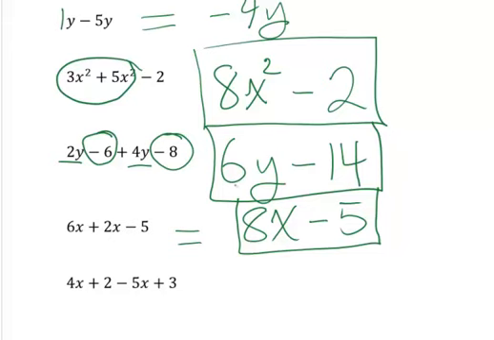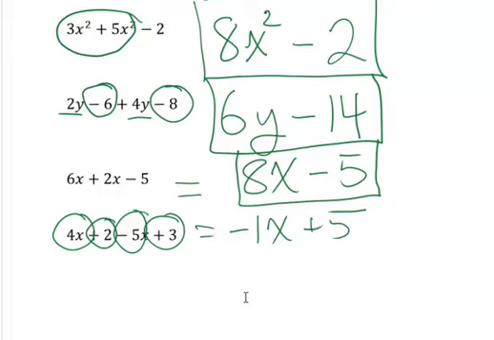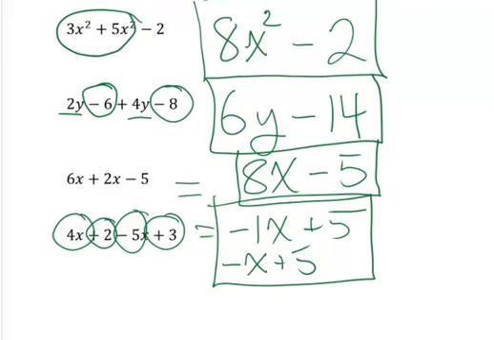And then finally, I have 4x plus 2 minus 5x plus 3. So 4x minus 5x will leave me with a negative 1x, and then a positive 2 and a positive 3 will give me a plus 5. Now, this one here, if you choose, you can also write it as negative x plus 5. Either one is perfectly acceptable.